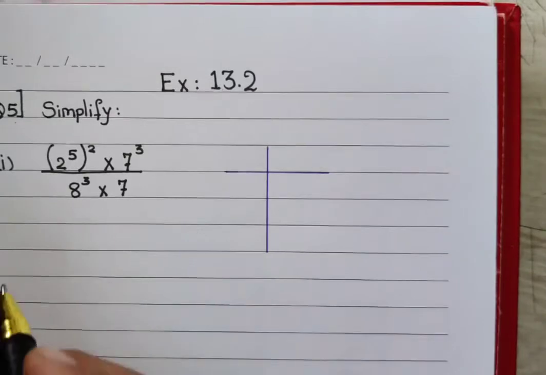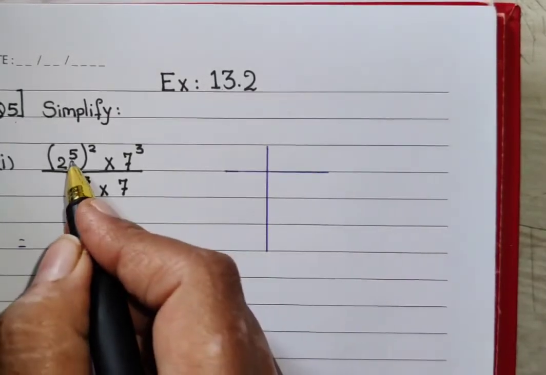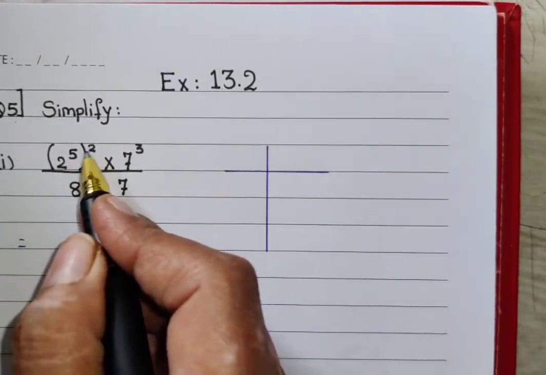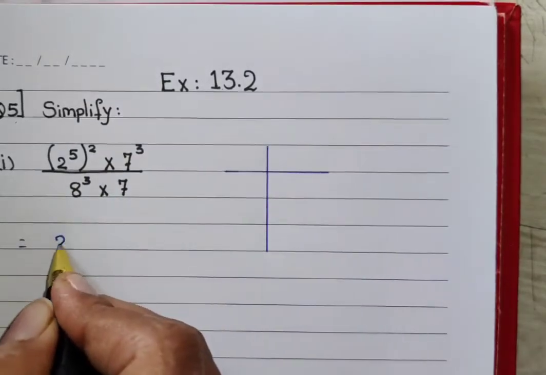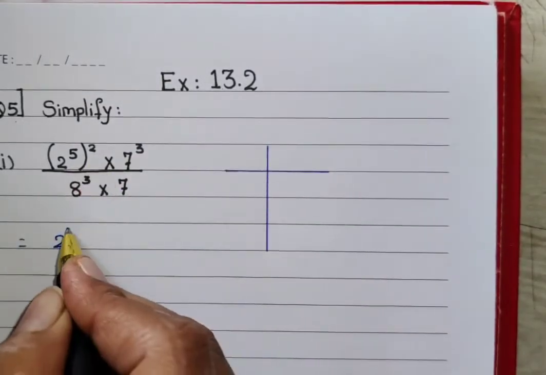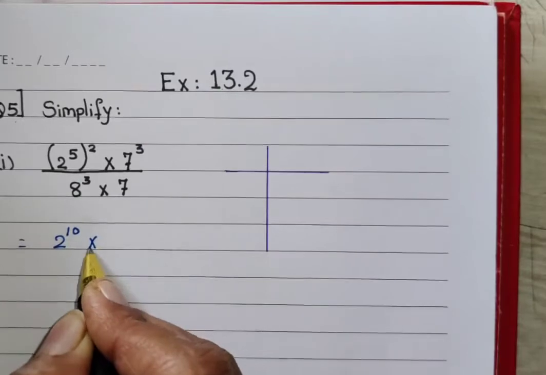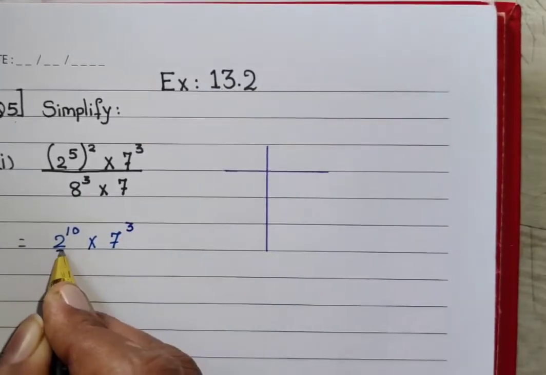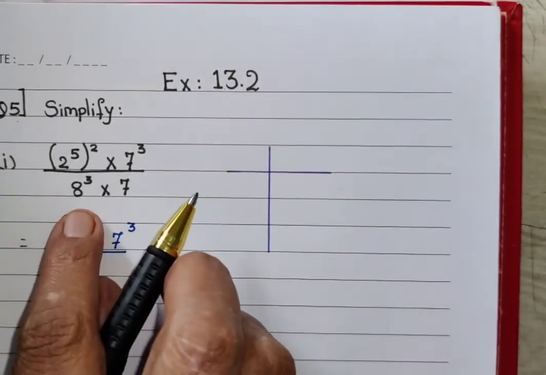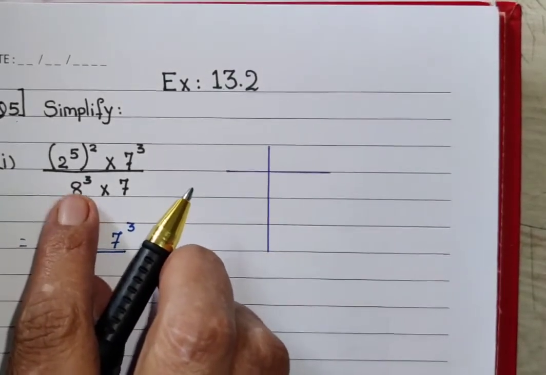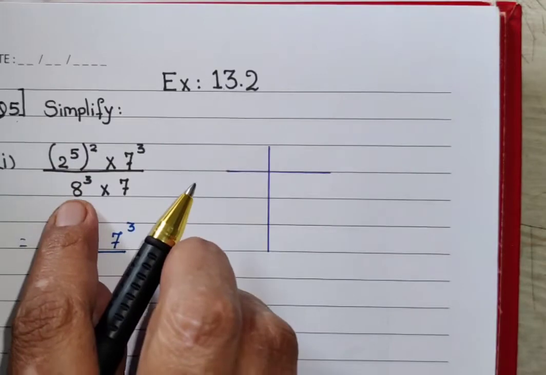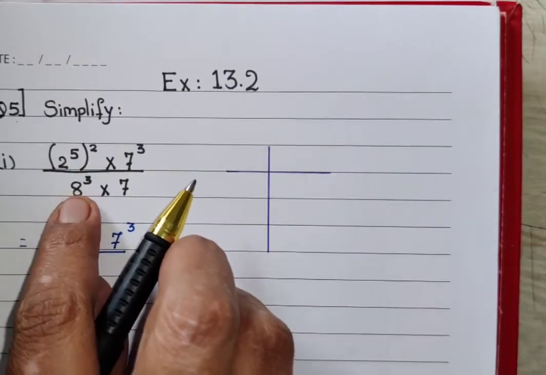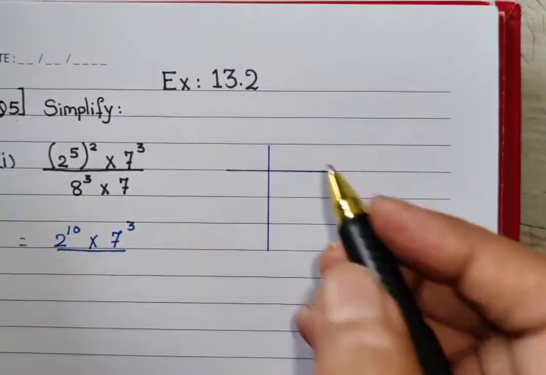So let's begin. Now as you could see, this is a power of a power, so let's multiply both the powers. We have 5 2s are 10, multiplied by 7 to the power 3. Now could you see this 8? This base is not matching with this base 2. So let us bring this 8 in the power of 2. So let's do the factorization here.